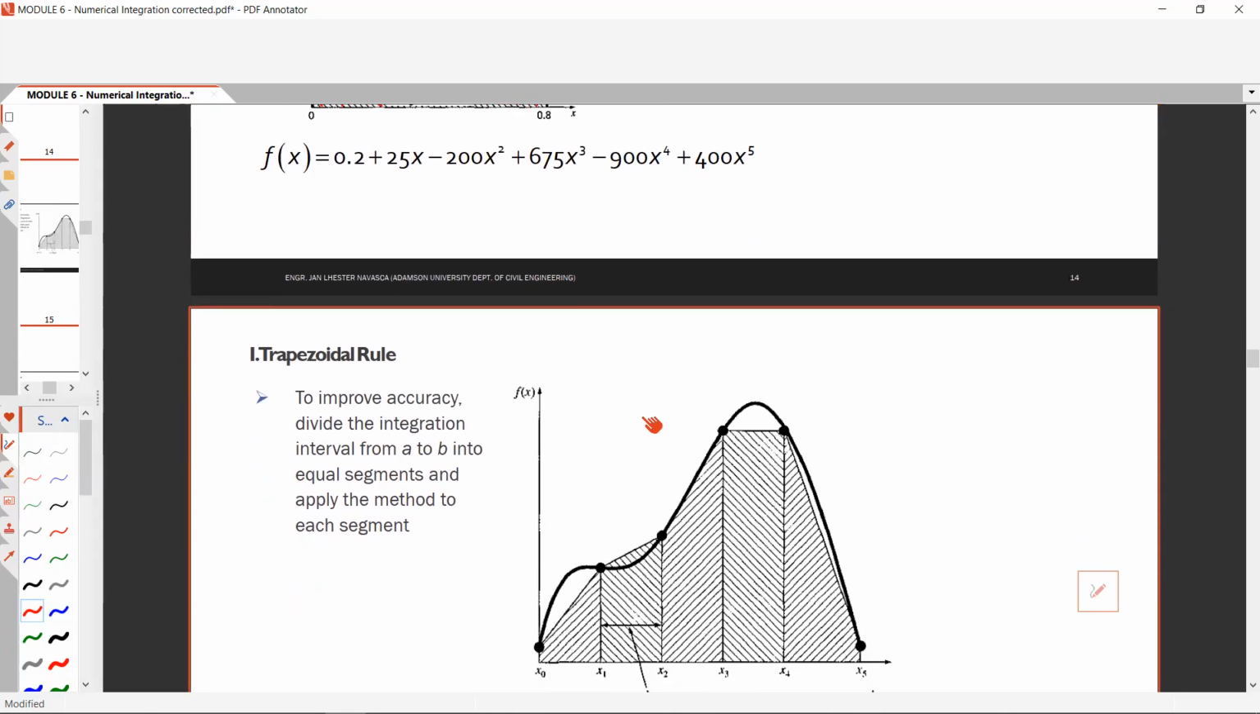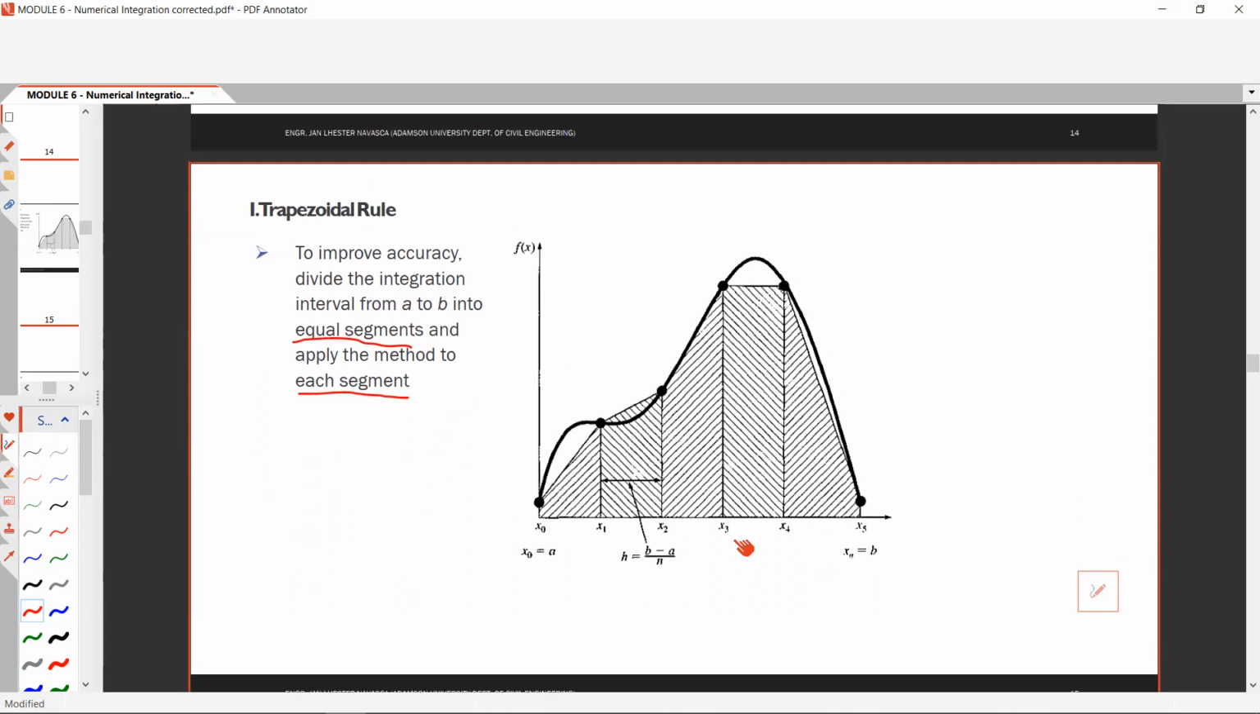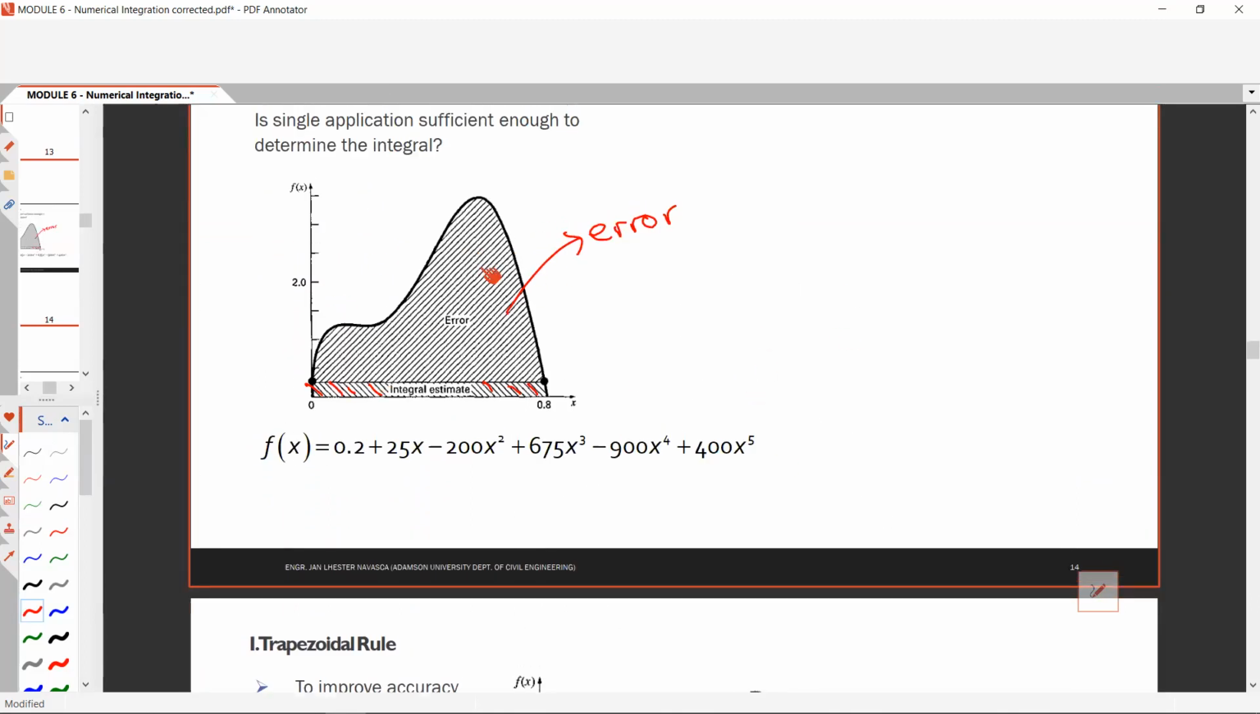To improve the accuracy, we will divide the integration interval from A to B into equal segments. Take note of this: equal segments. Then we will apply the method to each segment. This one is for the trapezoidal rule. For example, we have this problem again.